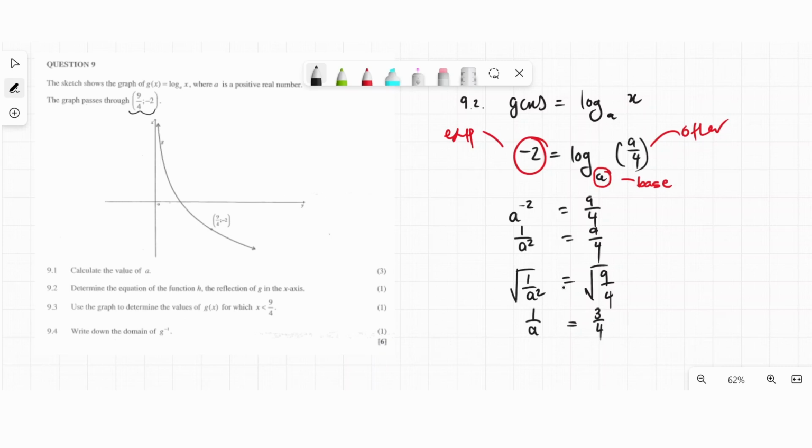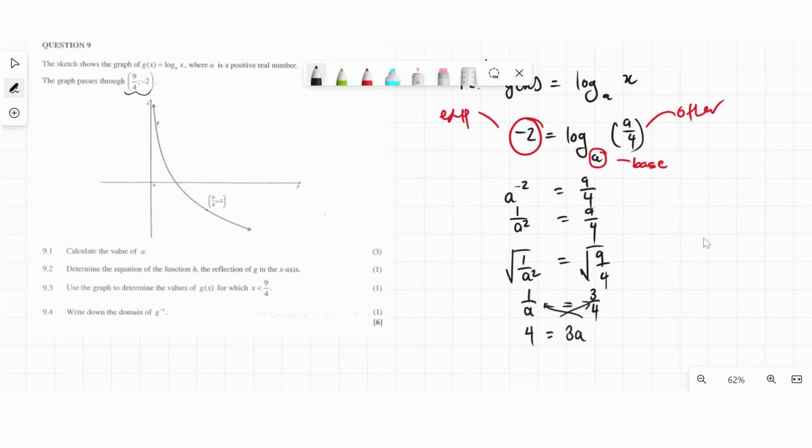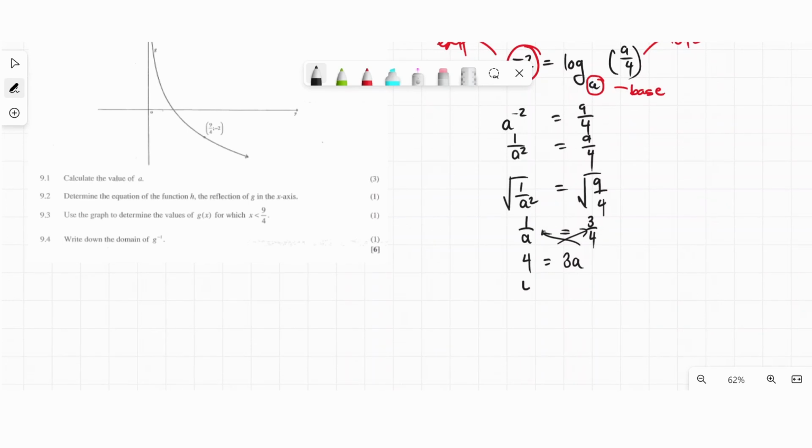So what I'm going to do is cross multiply. So this 4, it's going to be 1 multiplied by 4, and it's going to be 8 multiplied by 3. So it's going to be 3a. Divide both sides by 3. So it's going to be 4 divided by 3 is equal to a. So our a is going to be 4 divided by 3. It's not going to be 4. Made a mistake.